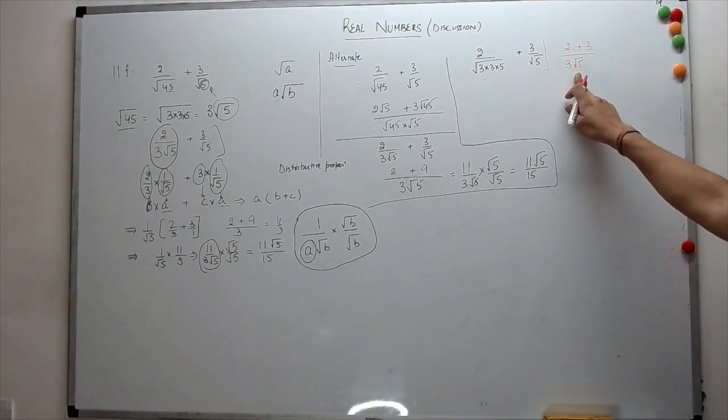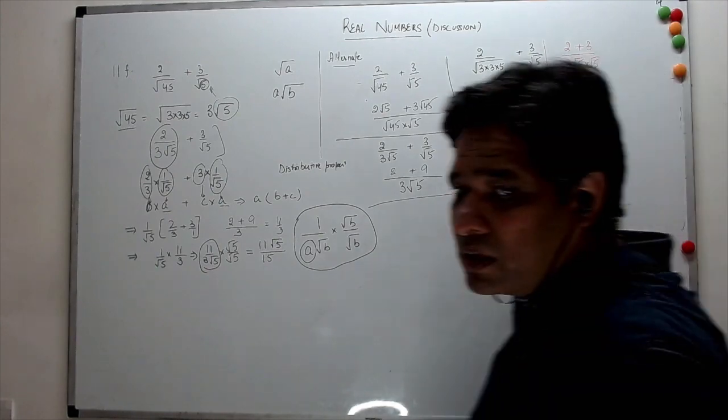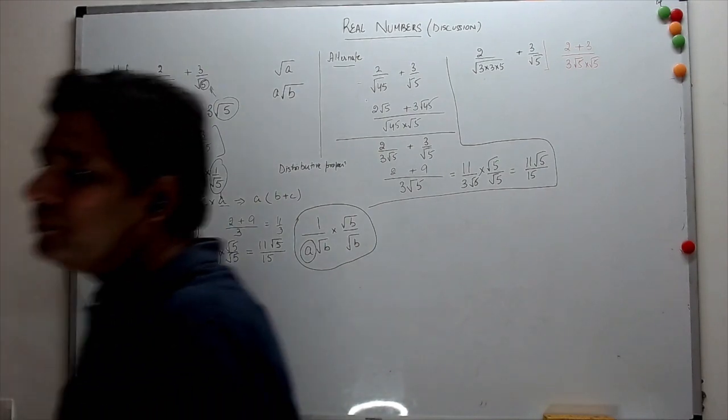Yes, √5, because 3 also has a. But what reasoning do you have for putting something like that? And that is something you want to understand. Yes, √5 is common in both of them.